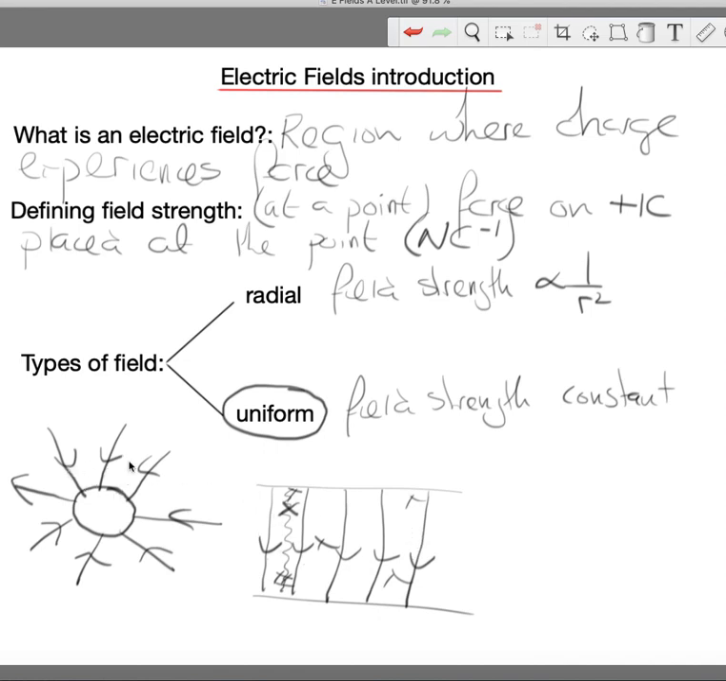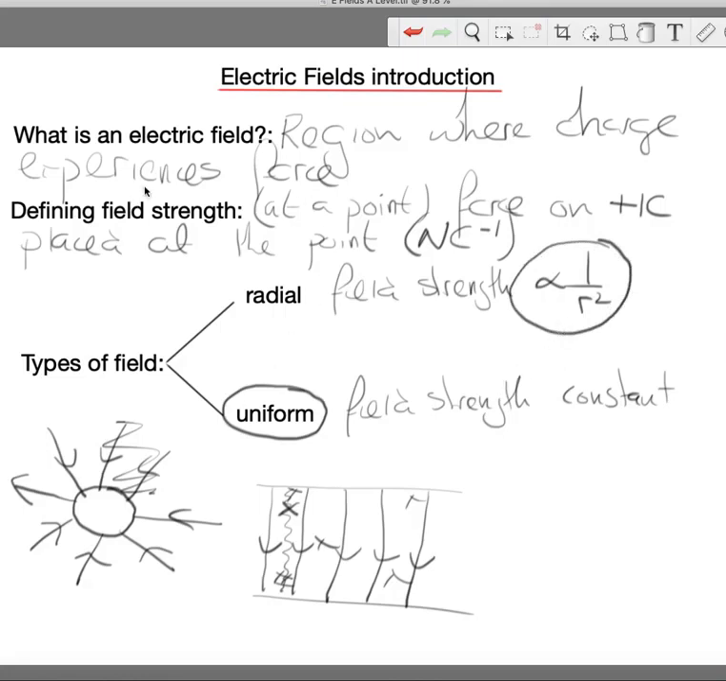Whereas here, ignore these because these are rather poor. Here you can see as you move away from the surface of this mass, the field lines are getting further apart, and so the field is getting weaker. And it's a 1/r squared relationship. Again, if you've done the gravitational fields, you'll remember that, I hope.